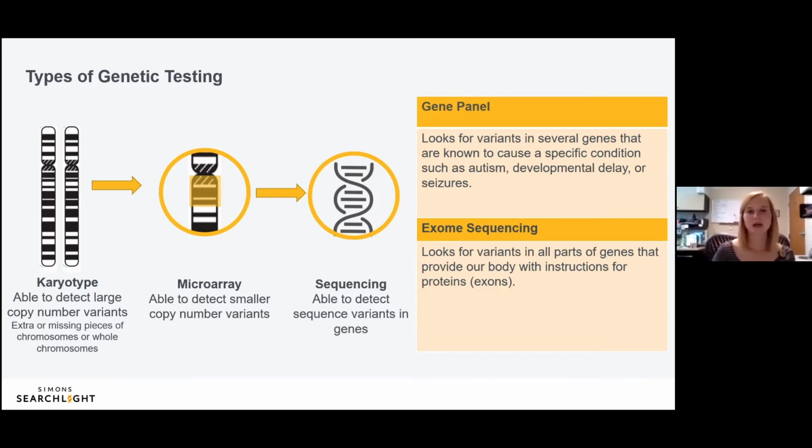After that, we may move on to sequencing. Sequencing is essentially the spell check type of testing that we talked about, reading through those individual letters. Within sequencing, there's a couple different tests that we can use. The first one is a gene panel. So that's looking at very specific genes we know are related to a specific clinical indication. So for example, you can order a gene panel that's reading through the letters of genes related to things like developmental differences or seizures.